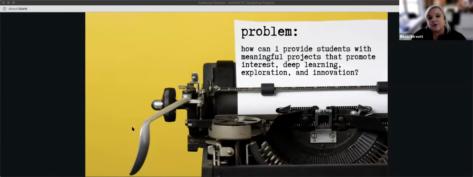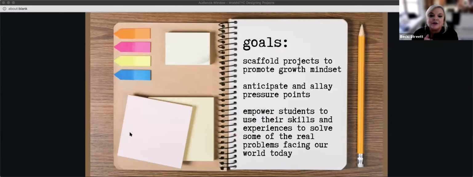So the problem that I've been working on is how can I provide students with meaningful projects that promote interest, deep learning, exploration, and innovation. And so my goals are these. I want to try to scaffold those projects to promote growth mindset and also to anticipate and allay any of those pressure points that always pop up along the way. I think the more we do a project, the more we realize where those pain points are for students. And mainly I want to empower students to use their skills and experiences to solve problems from the real world. And I think this last one is a big ask, but it's the one I keep going back to. I find it really motivating.